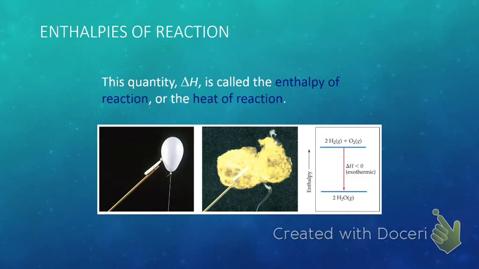And so this delta H quantity is often called the enthalpy of reaction, or the heat of the reaction. This is showing the combustion of hydrogen gas and how it's very exothermic. A lot of heat is given off. But this is something that you can actually look up in many tables.